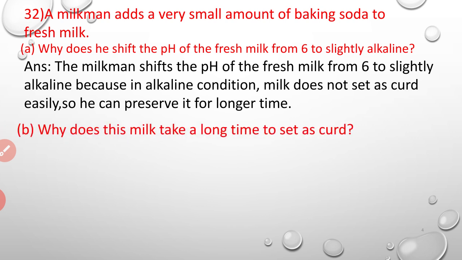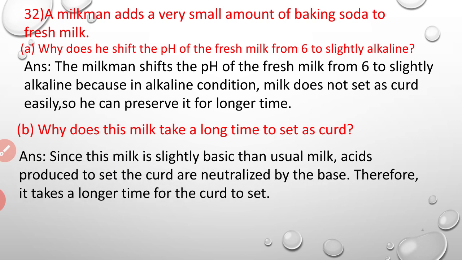Here one more question is there. Why does this milk take a long time to set as curd? Because this milk is already basic in nature. He added baking soda to milk, so it becomes basic in nature. The acids produced to set the curd are neutralized by the base, therefore it takes a longer time for the curd to set.